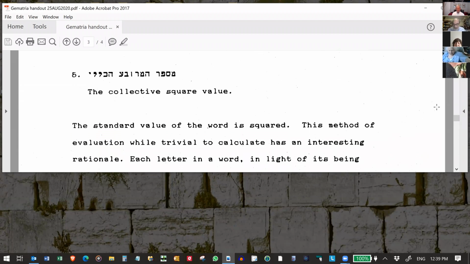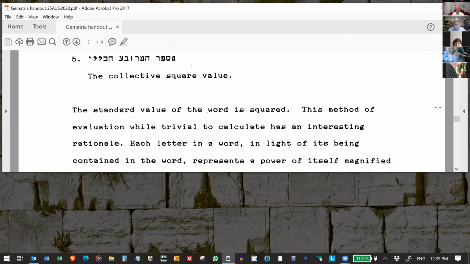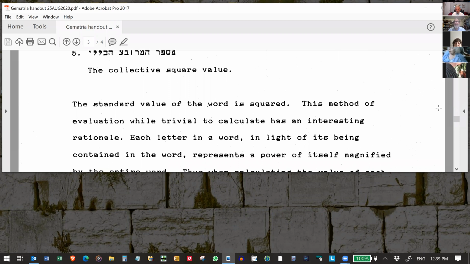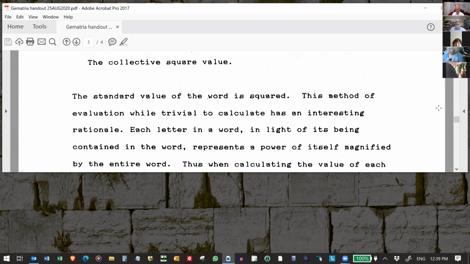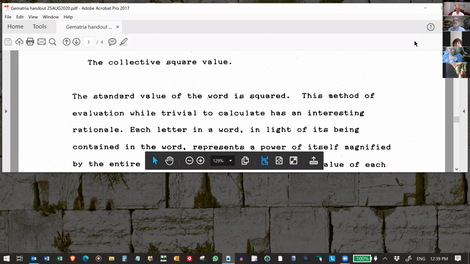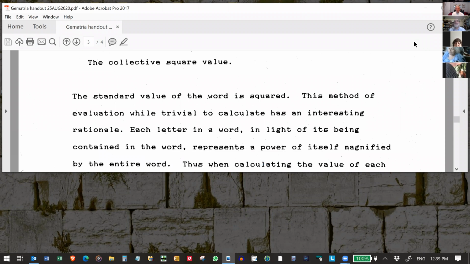I'm going to read while I'm scrolling it up. Each letter in a word, in light of its being contained in the word, represents a power of itself magnified by the entire word. What that means is, because here we have a group of, I don't know how many, 20 people or 17 people, because we're in this group learning together, it's our little KINS math STEM kollel, we are magnified by the fact that there are others in here. Each one of us is contributing something. In Zoom it's more difficult to do, but each one of us is contributing something to the others.